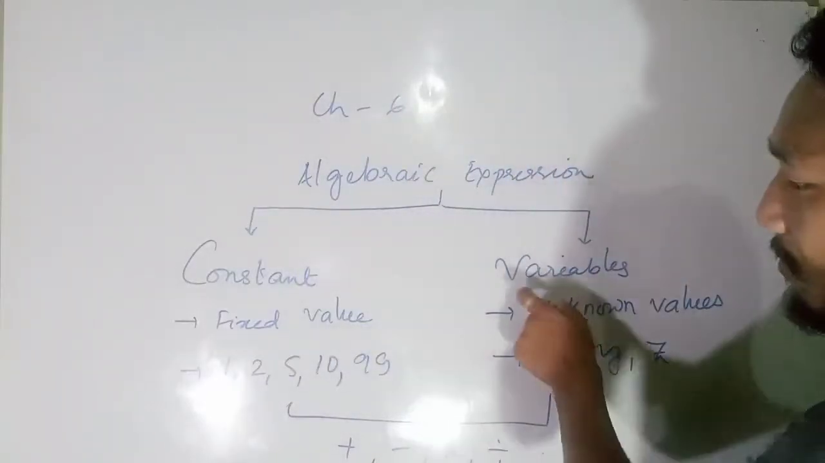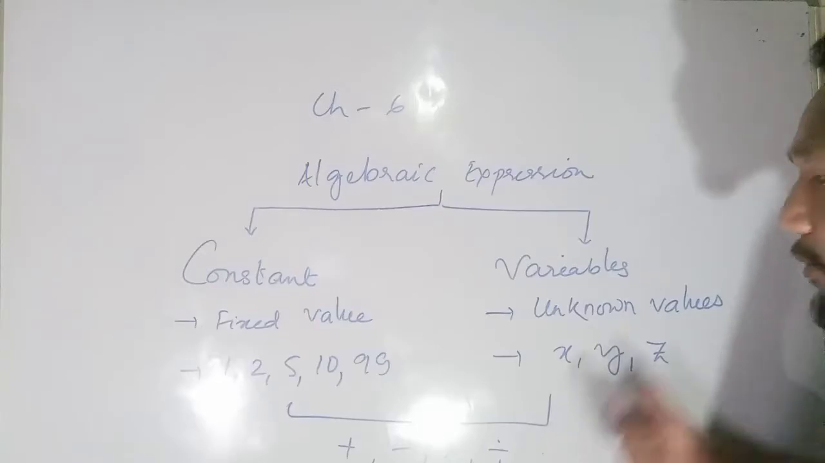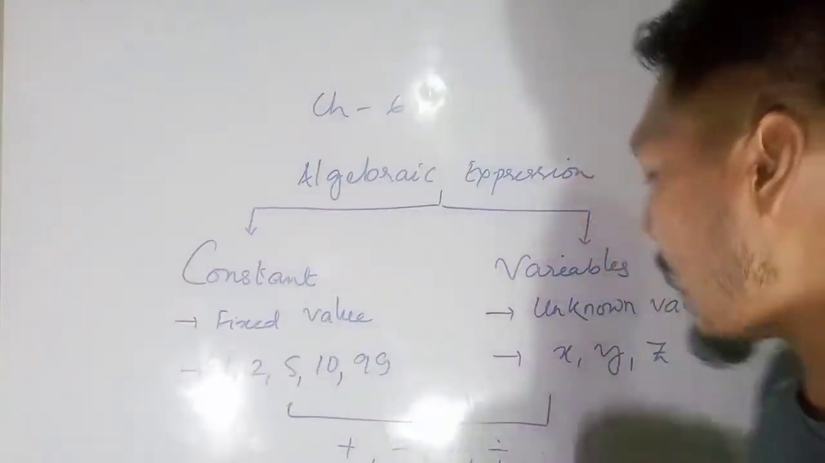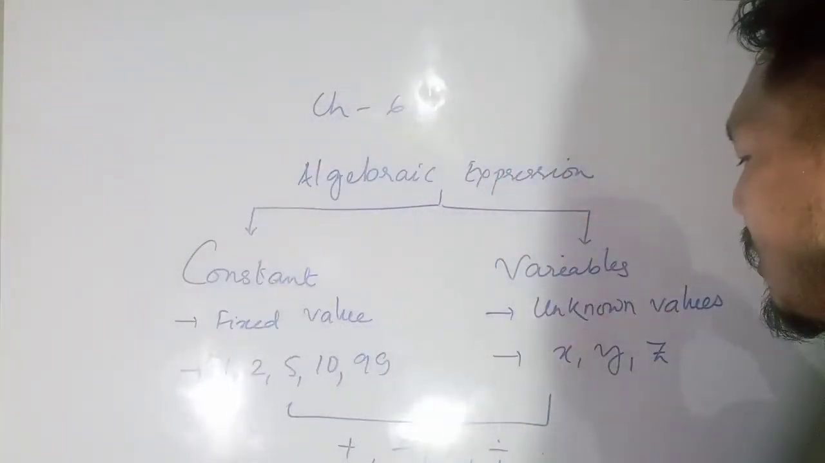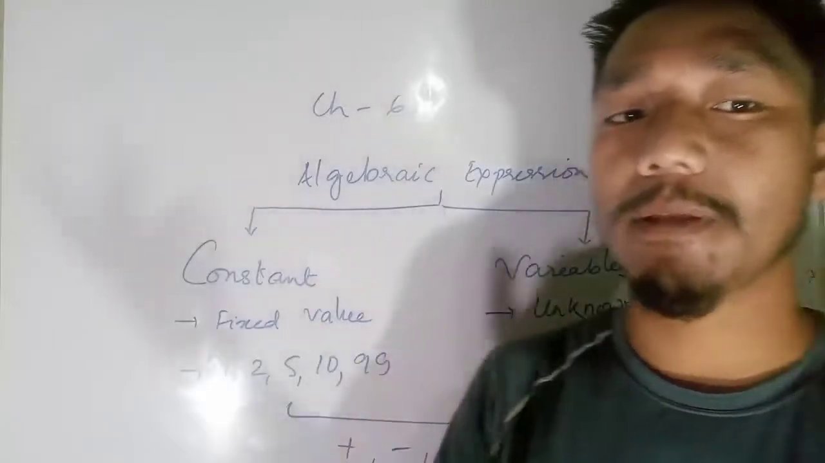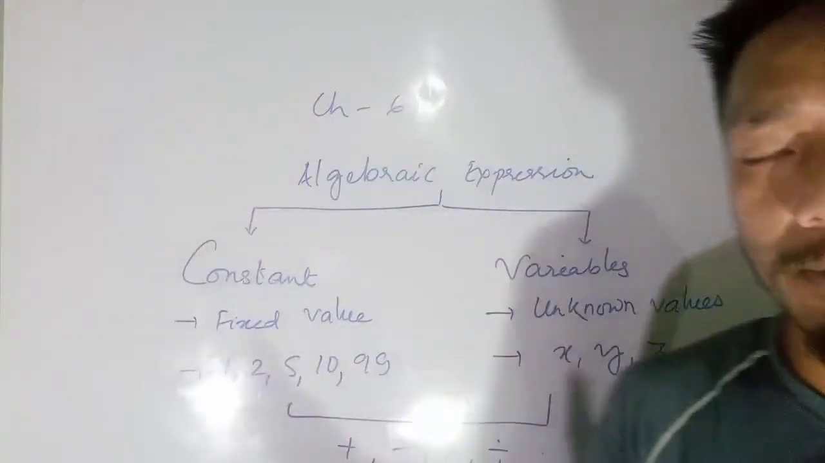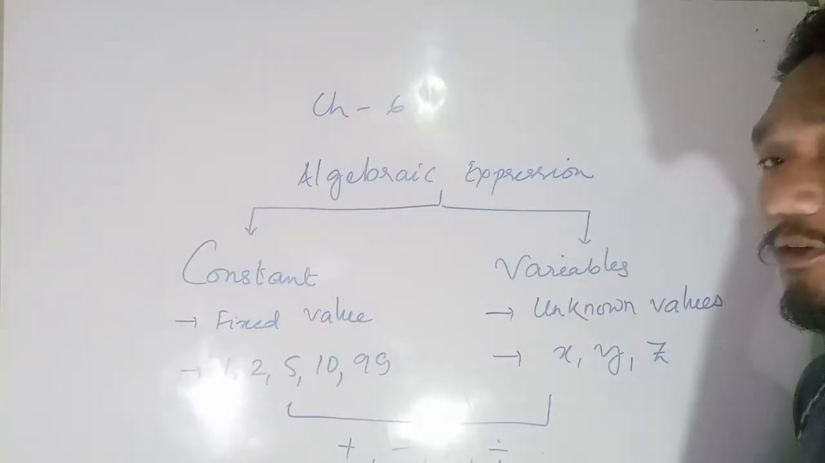When we talk about the variables, we don't know the values of x, y, or z. If you say x is equal to 2, they accept it. If you say x is equal to y, they also accept it. Whatever value you put on them, they accept. Such types of numbers are known as variables, which are unknown to us.